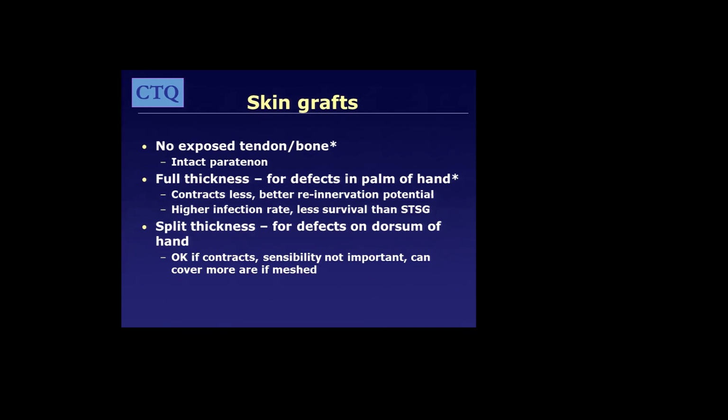Skin grafts are appropriate in conditions where there's no exposed tendon or bone, or when there is intact paratenon. Full thickness skin grafts are typically used for defects in the palm of the hand because they tend to contract less and have better reinnervation potential, but the downsides include a higher infection rate and decreased survival than split thickness skin grafts. Split thickness grafts are typically used for defects on the dorsal aspect of the hand, where we're not as concerned about contractility or sensibility, and we can cover more area if the grafts are meshed.